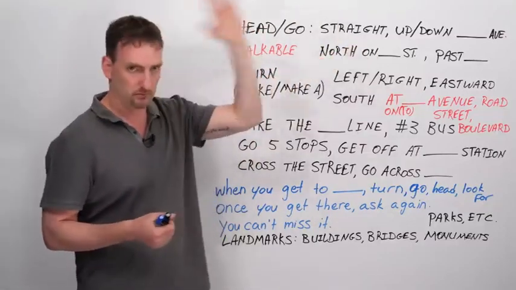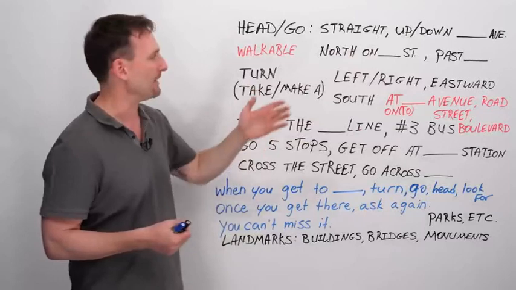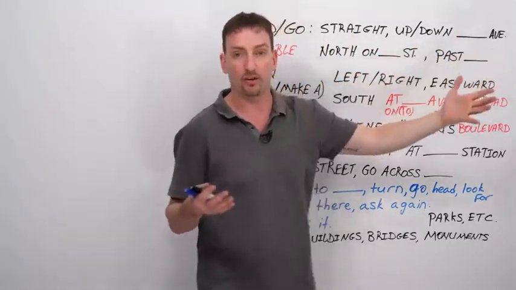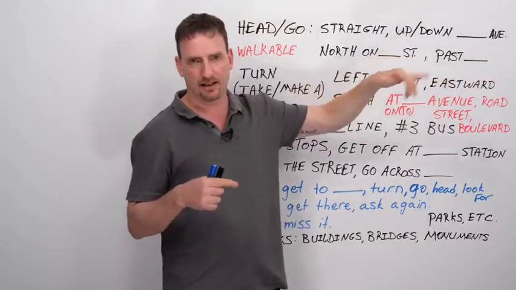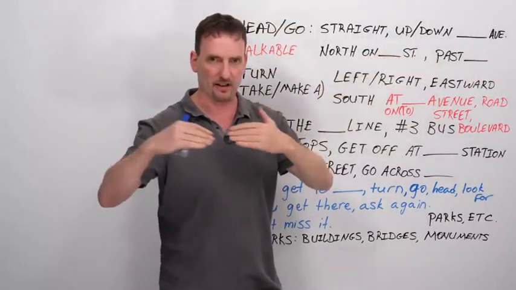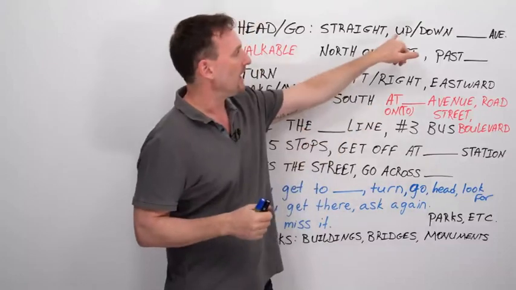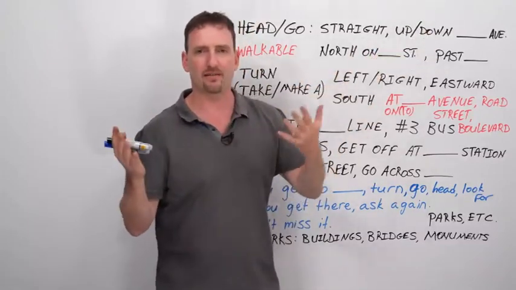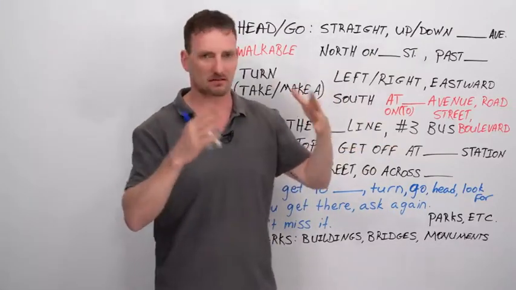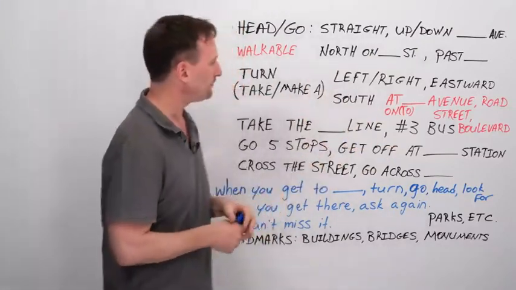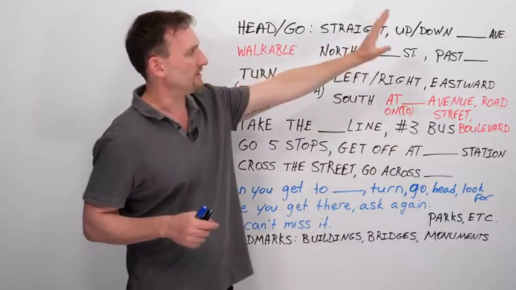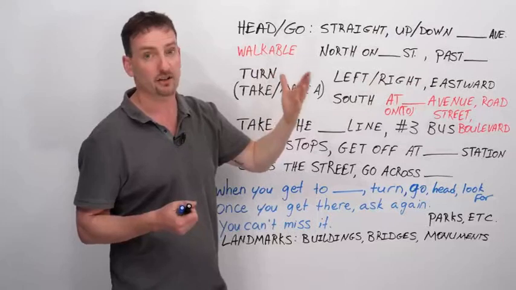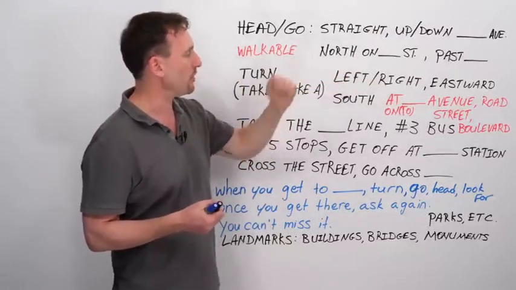Head straight, just basically go straight, it means the same idea. Head up or down and the name of the street, if you know the name. Now, generally speaking, and again, in North America, where we have the grids, everything is in a line. Up means north, down means south. We don't really have east or west. East or west, say east or west. So head up 5th Avenue, head down 5th Avenue, depending on the direction you're going, or go down, go up.